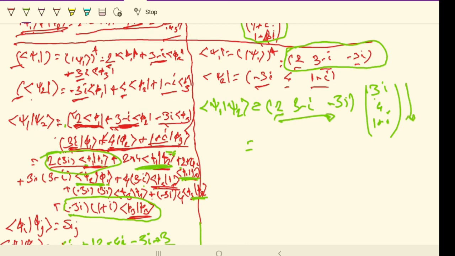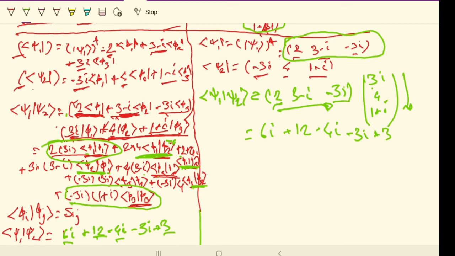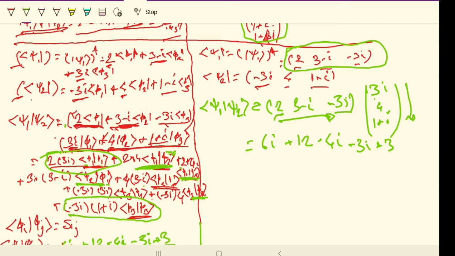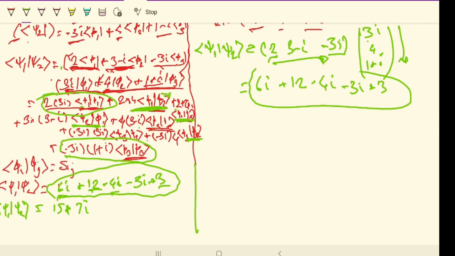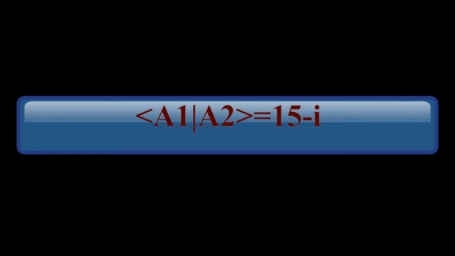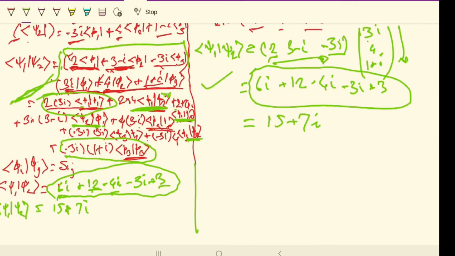So what will be this matrix product? This multiplied with this, so 2 into 3i, that would give me 6i, plus 3 into 4, that would give me 12 minus 4i, and minus 3i with 1 plus i, so that would give me minus 3i plus 3. If you look carefully, whatever I have got over here is over here. Which one is simpler? Obviously the matrix calculation is much simpler because I need not worry about these products. I don't need to represent my vectors in this inner product form.